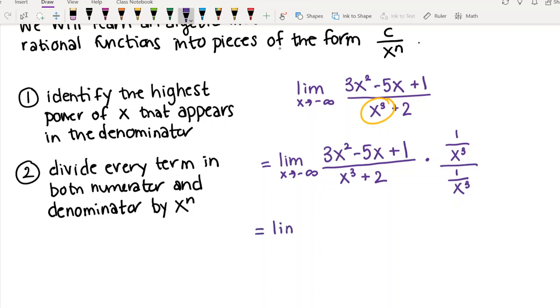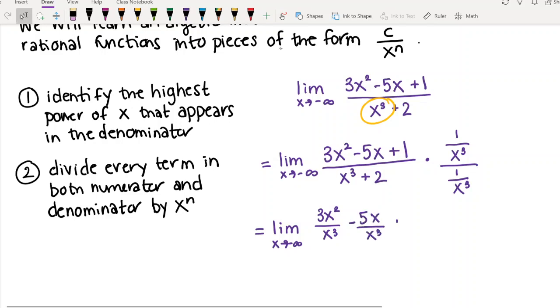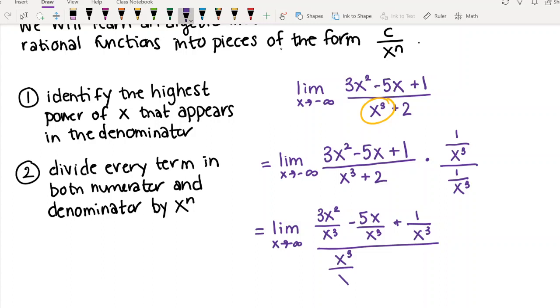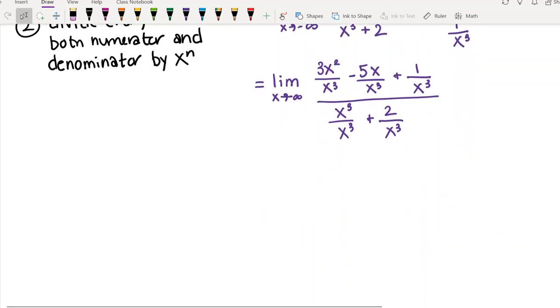And so what's going to end up happening is that we're going to be left with the limit as x approaches negative infinity. Sorry, I dropped that negative sign. So I'll have 3x squared over x cubed minus 5x over x cubed plus 1 over x cubed, divided by x cubed over x cubed plus 2 over x cubed. Cool.